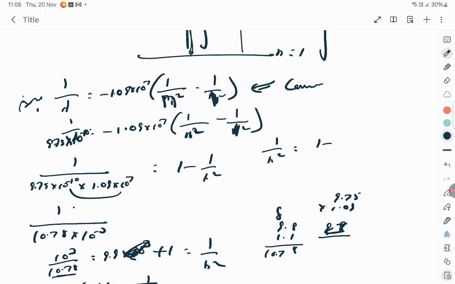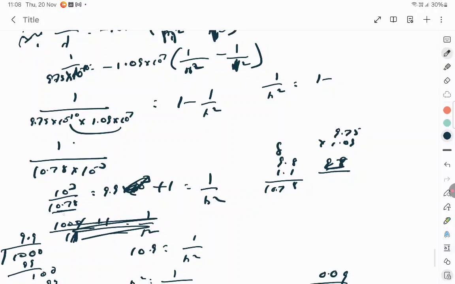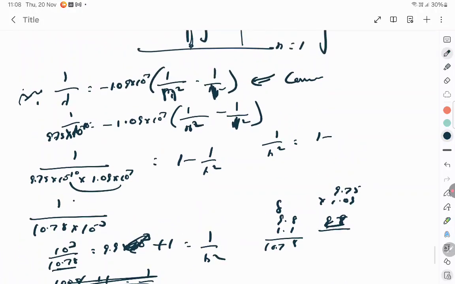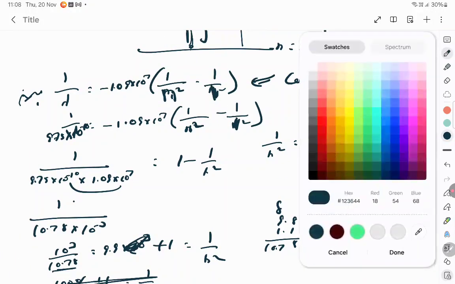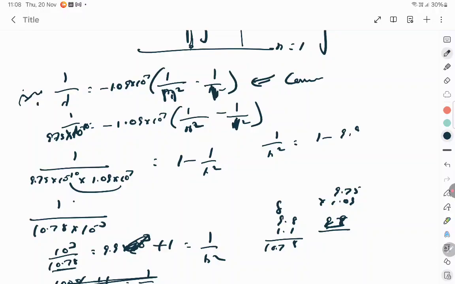We got 10 to the power 7, and we divided by 1000, remember, and got it as 9.9. So we know that this is 9.9. What is 1 minus 9.9? Why are you getting a negative answer? Are you sure we got 9.9?